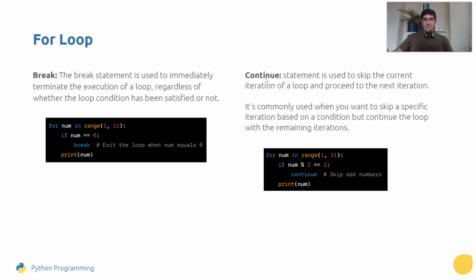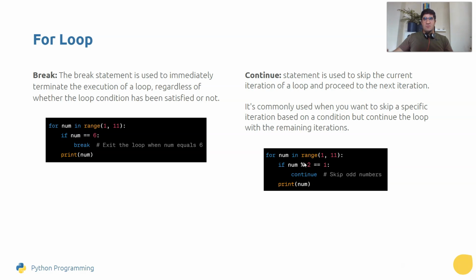We have another statement which is continue. We can use this statement to skip the current iteration of a loop and proceed to the next iteration. So in fact, if you don't want to do anything for a specific value in the sequence, you can use the continue. It is commonly used when you want to skip a specific iteration based on a condition but continue the loop with the remaining iterations. For example, in this case, we want to print even numbers and skip the odd numbers.